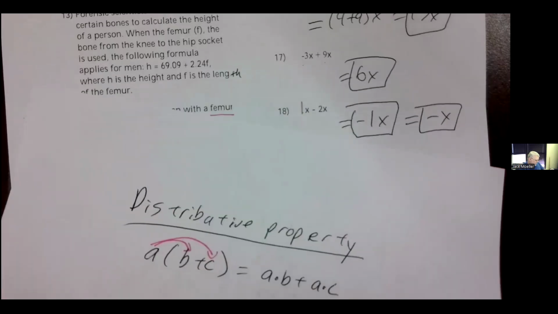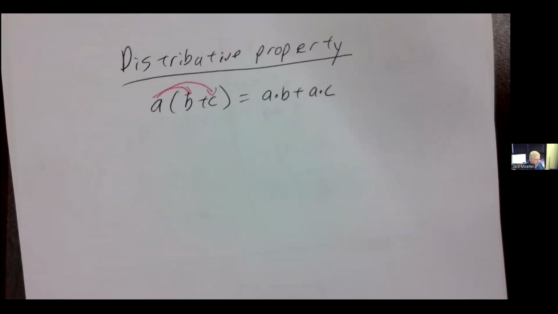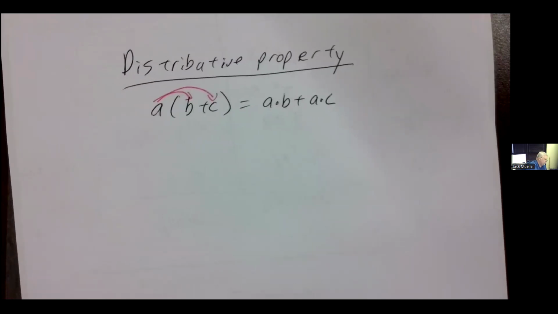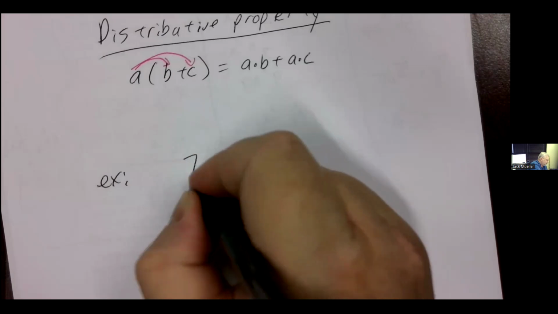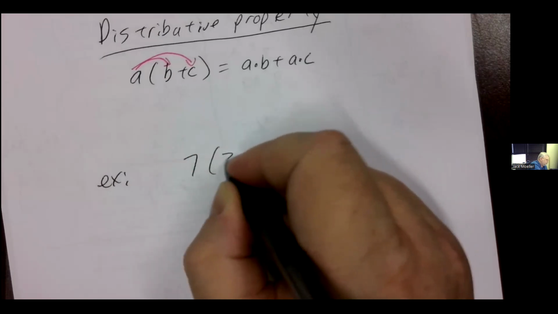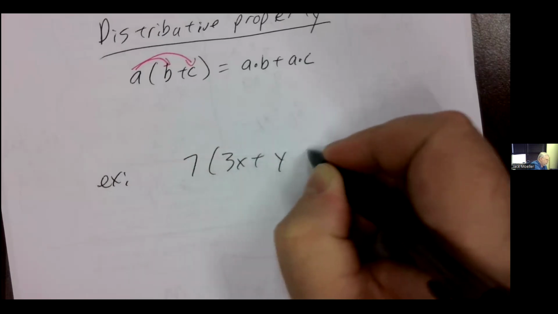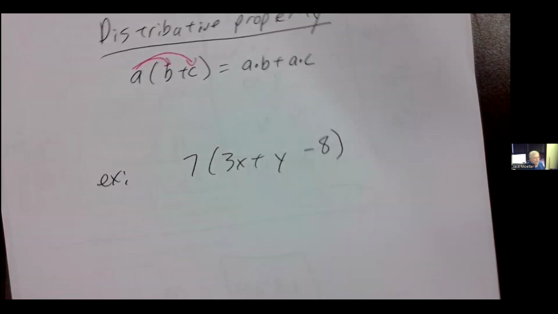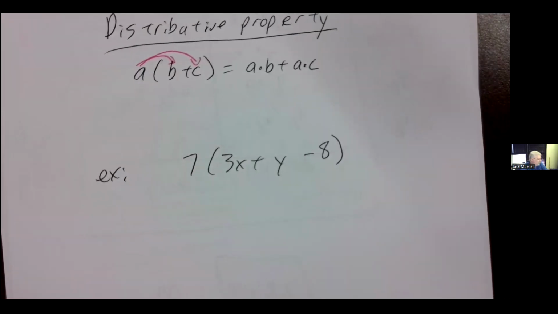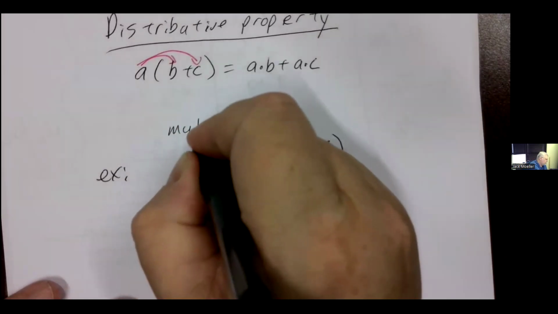So let me do a little bit more basic before I jump into the ones on the paper, because those have more negative signs. So what if we have 7 times 3x plus y minus 8? And this is either going to say multiply or it could say simplify.